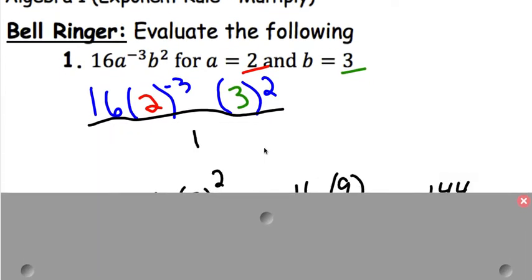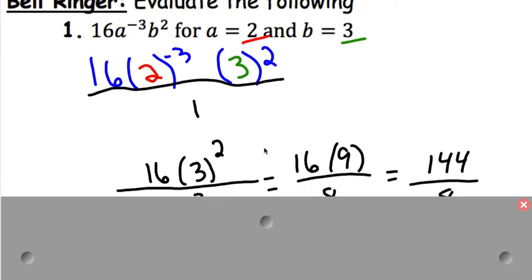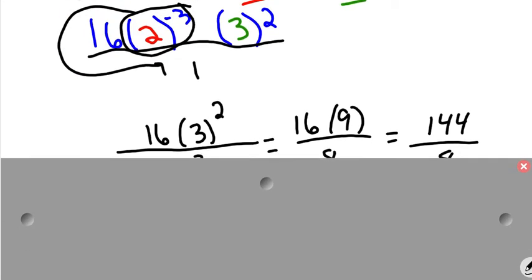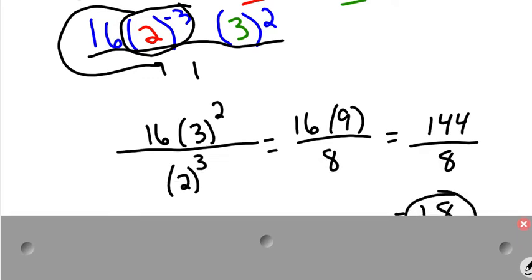So the first thing, I took this 2 to the negative third, and because that is a negative exponent, we can't have that, so I move it to the denominator. If we look here, the 16 and the 3 squared both had positive powers, so they stayed right where they are. But the 2 had a negative power, so I moved that down. And then I did 3 squared is 9, 2 to the third power is 8.